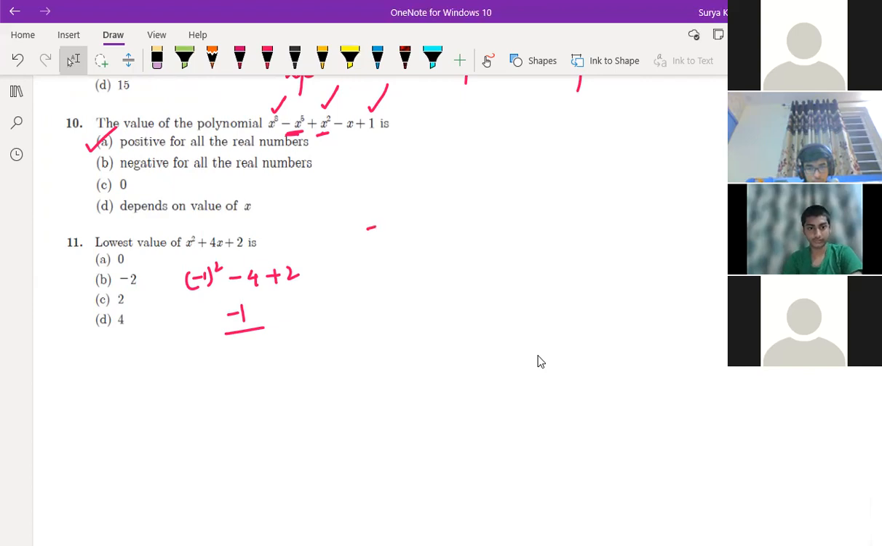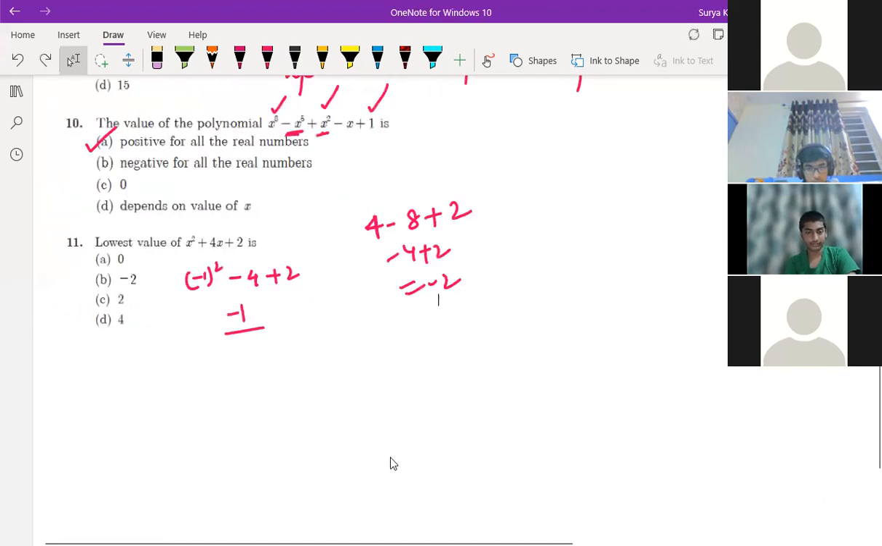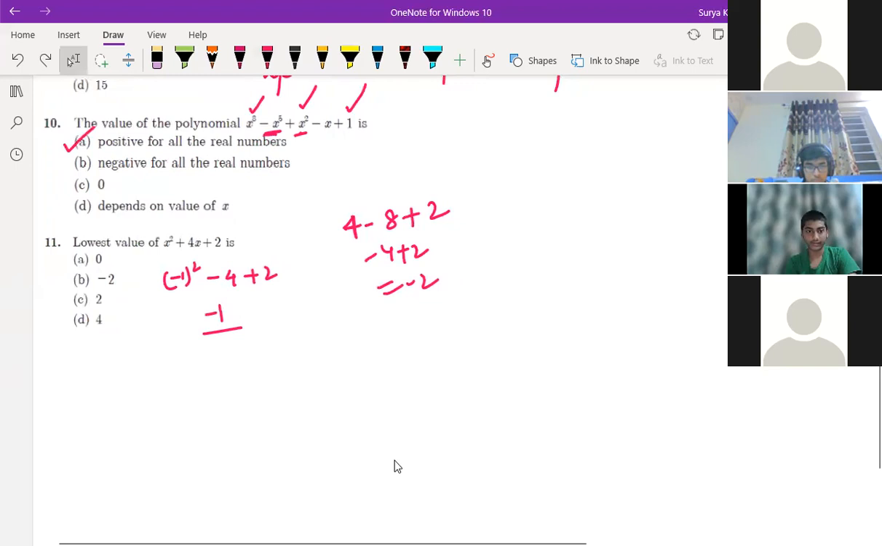Minus 2 square, if you do, the minus 2 square is 4. Sir, it's 8. B. It's B, because you're getting minus 2. If you're putting minus 2 over here, you're getting minus 2 in the end. So if you're putting minus 2 over there, then we're getting minus 2. Like that only, you can just check.